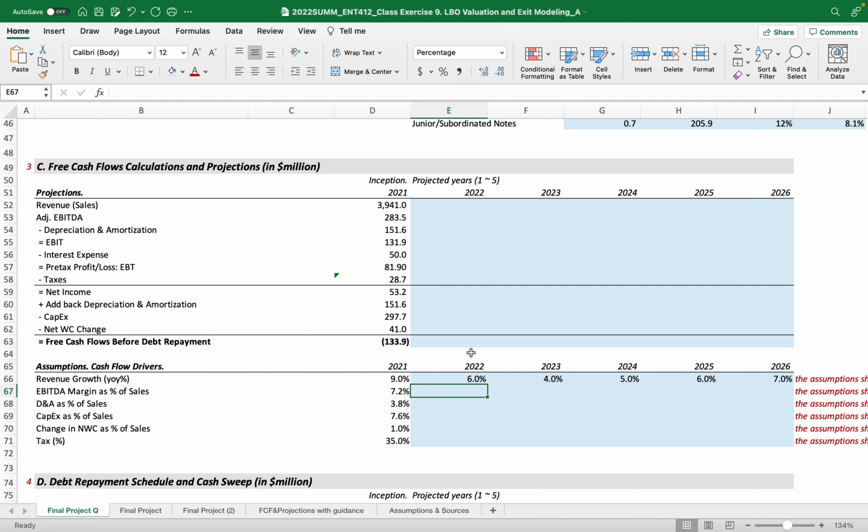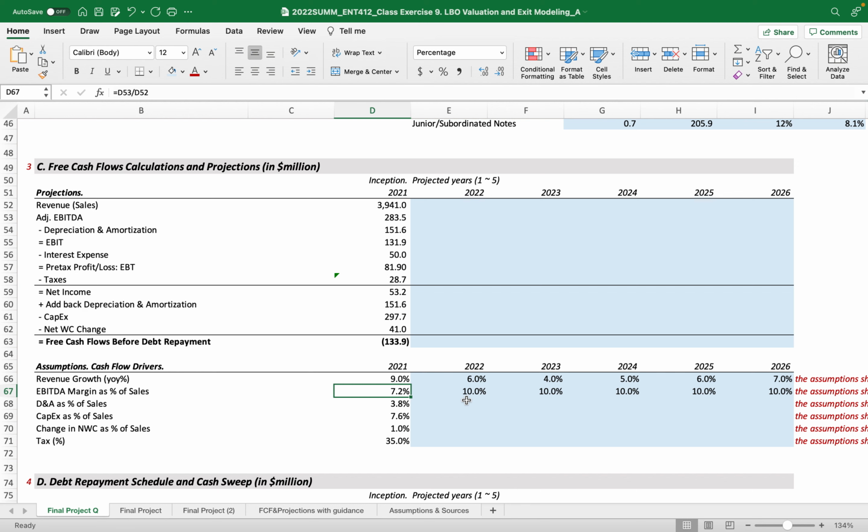EBITDA margin percentage is 10%. I want to maintain the 10%. That increases the free cash flow of the firm, because it's very important to maintain a high level of EBITDA margin, greater than before, right? Before this LBO investment, because all the free cash flows generated by this investment will be used to repay the debt amount over the next 5 years, right? So it is very important.